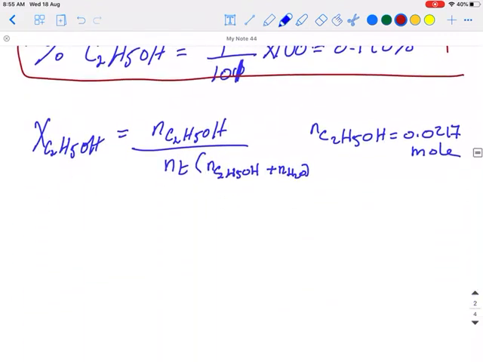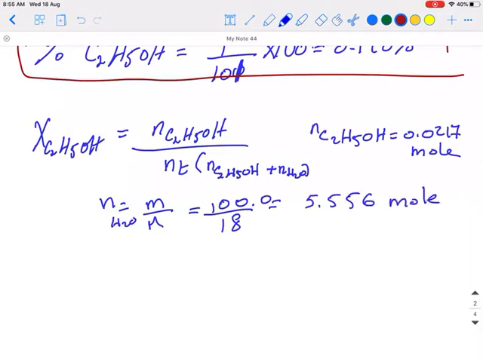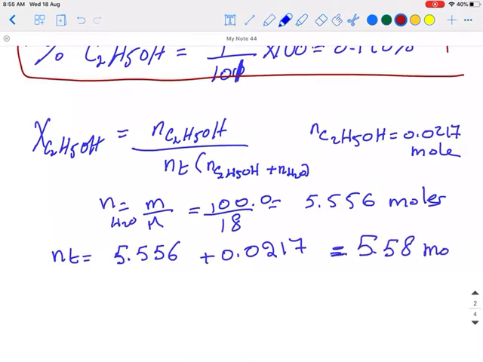So simply, the number of mole of water is equal to mass over the molar mass, which is 100 over 18, which is 5.556 moles. So I can calculate n total, which is 5.556 plus 0.0217, which is equal to about 5.58 moles. Now we can substitute in the equations.